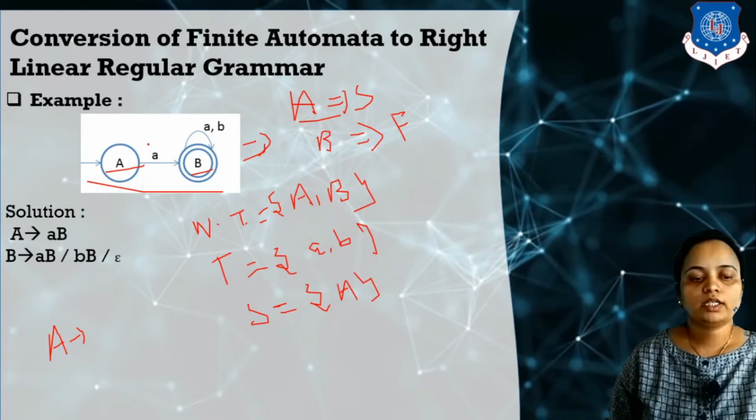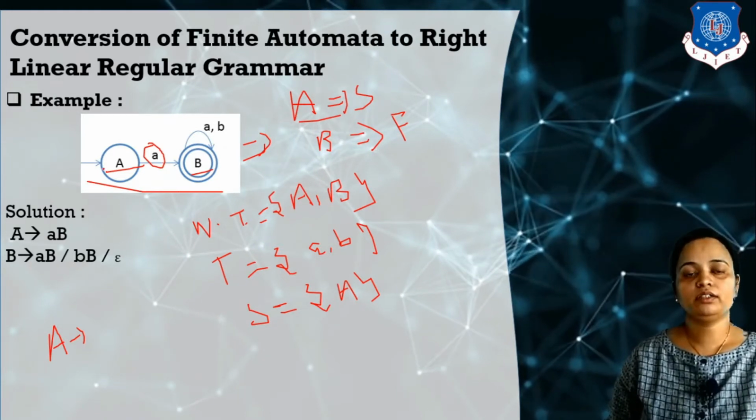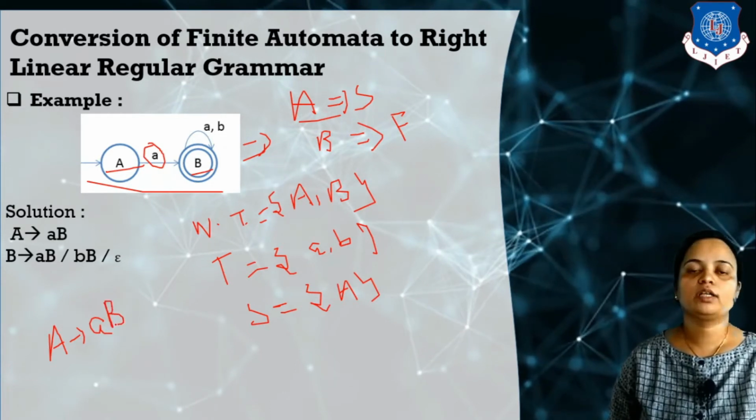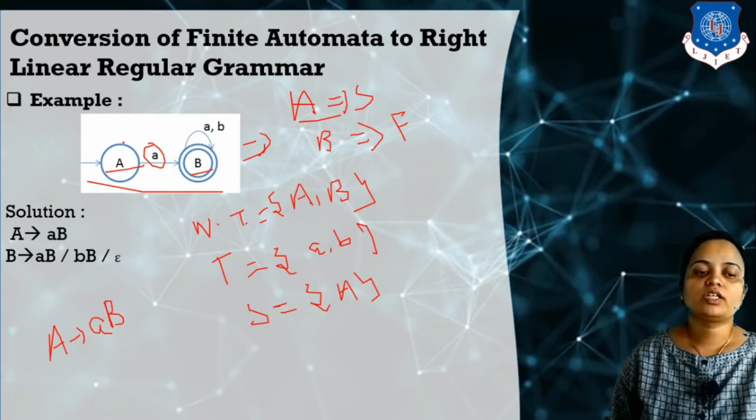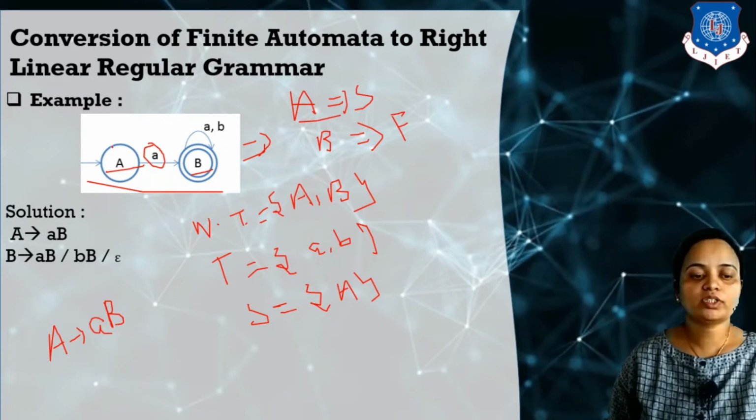So from state A, input A is given, it moves to state B. Which input is given over here? From state A, it is input A. Now which state does it move to? It moves to state B, so you have to write it down over here like this. Now there is no other input given from state A, so we have completed the production for A.